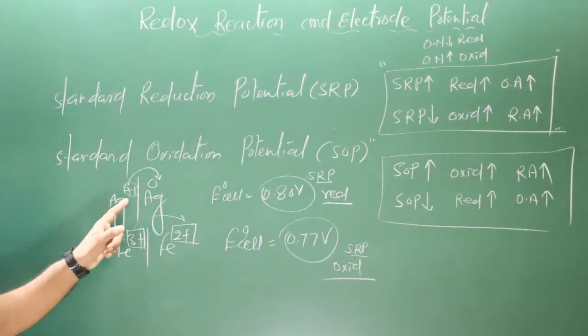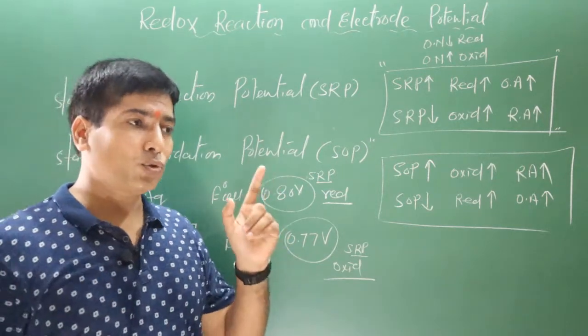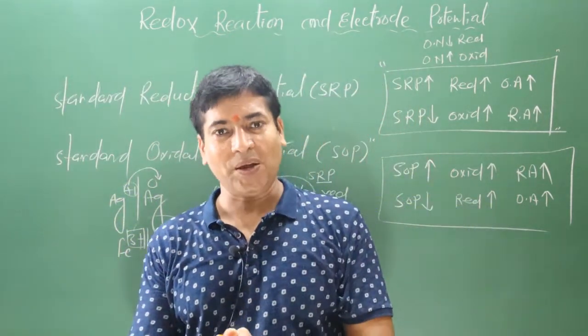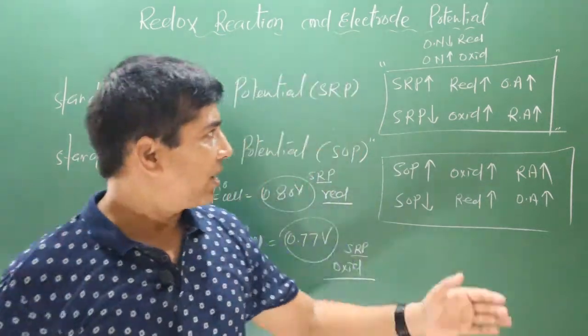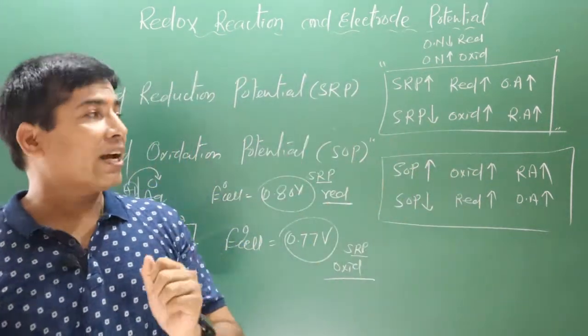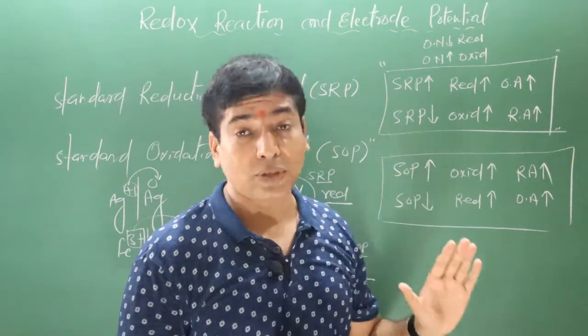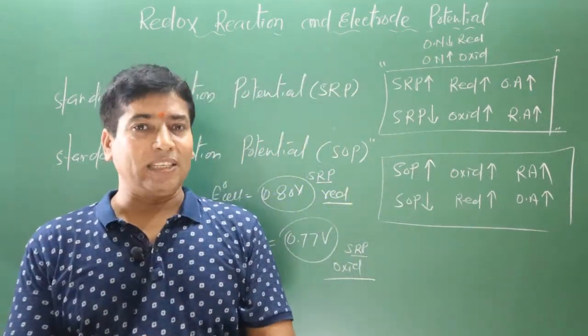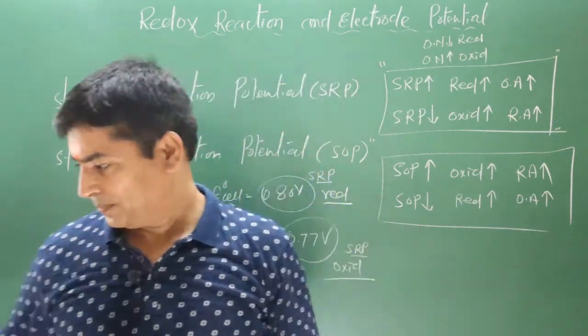Ag plus ion has greater tendency to show reduction reaction. Why? Because it has a larger SRP value. By looking at the values and using these conditions, you can easily identify oxidation and reduction reactions as well as oxidizing agent and reducing agent. Let me take some more examples.